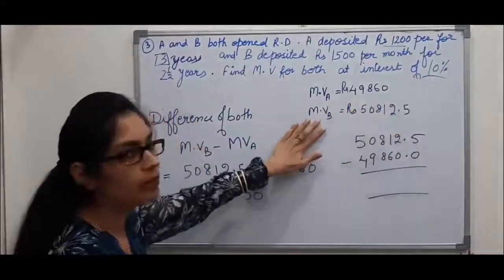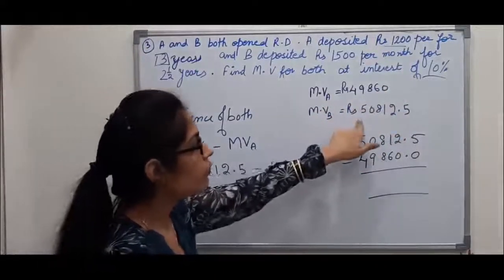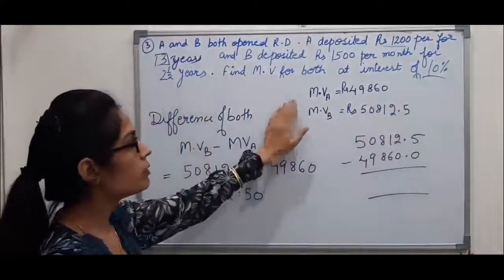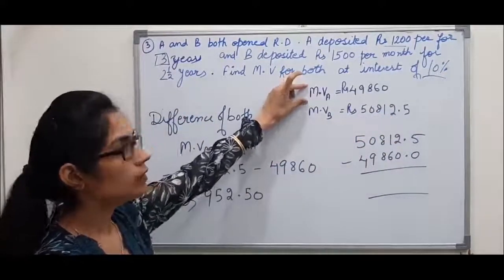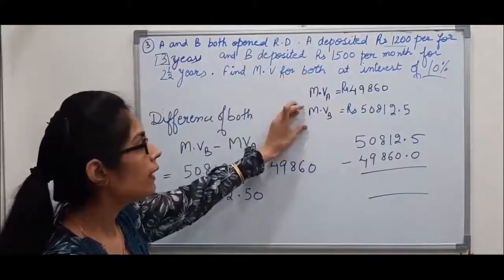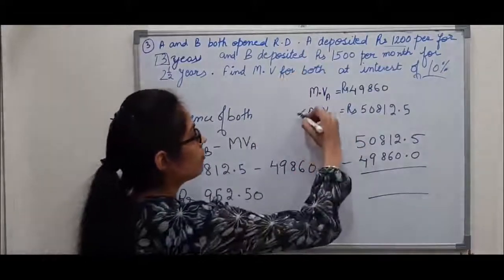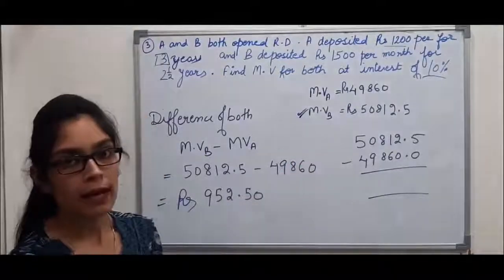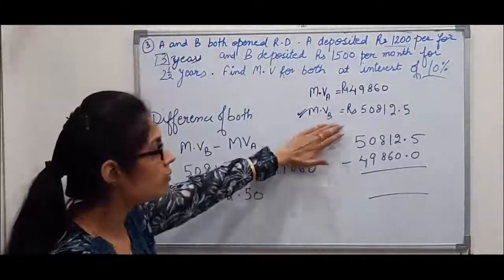Now we know the maturity value of A, which is 49,860, and the maturity value of B, which is 50,812.5. And it's clearly visible that the maturity value of A is in terms of 49,000, B is 50,000, which means the maturity value of B is more. Now we have to calculate by how much it is getting more.